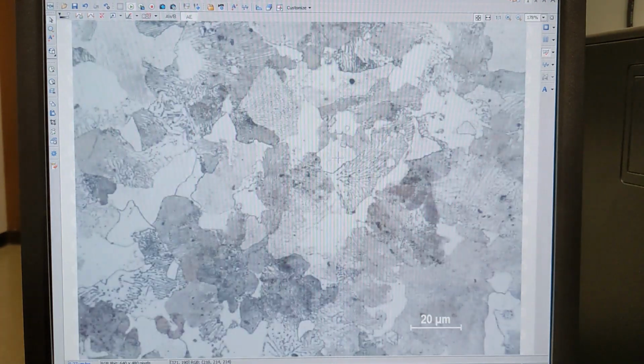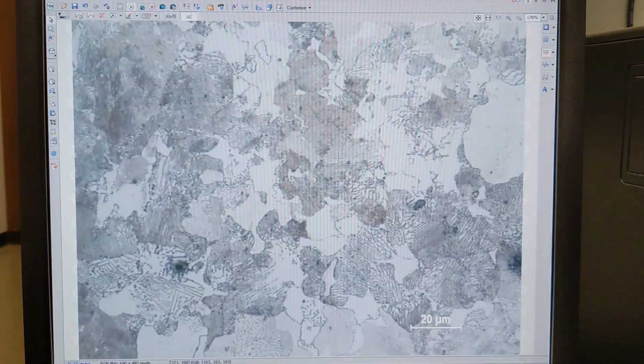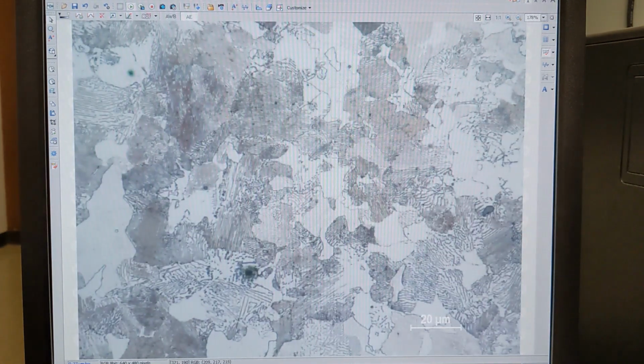And if we slide around a little bit, we have regions of kind of more dense pearlite, but we definitely have quite a few spots of open layers where you can clearly see the cementite and the ferrite.